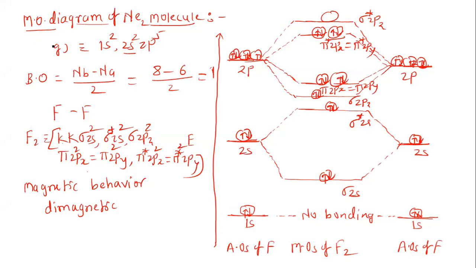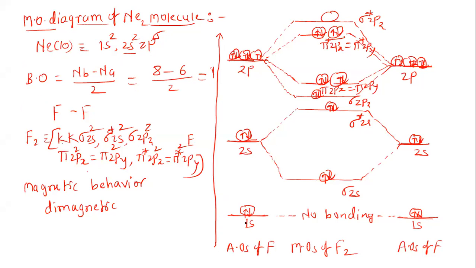Electronic configuration of neon. Okay, so the neon atom has atomic number 10. So 1s2, 2s2, 2p6. All the energy levels are complete.